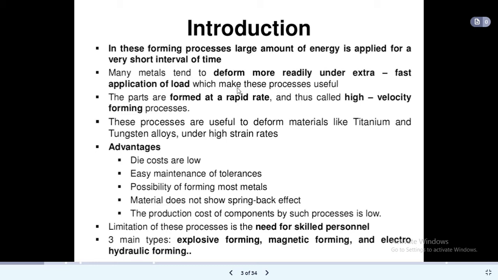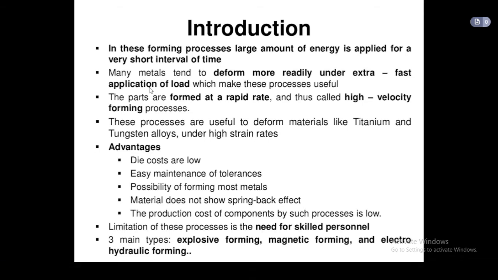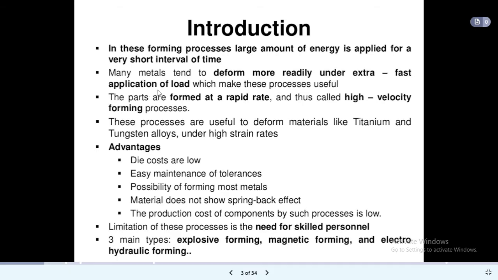Many metals tend to deform more readily under a fast applied load, which makes this process useful. It means if we apply sudden pressure or sudden force on any component, then some metals get deformed easily, and this principle is used in this process. The parts are formed at a rapid rate, thus it is called the high velocity forming process.